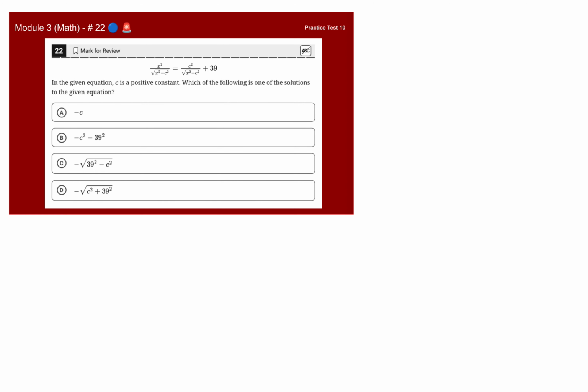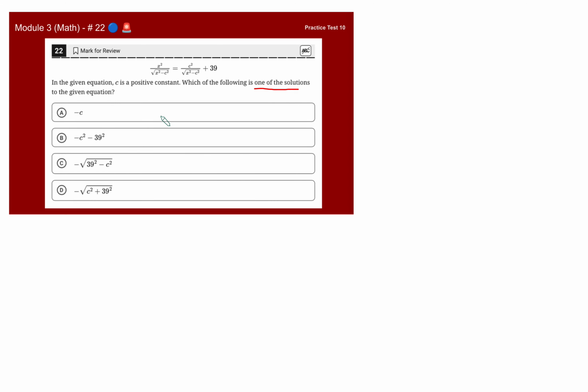This is a tricky problem. So let's read it. It says, in the given equation, C is a positive constant. Okay, so C is a constant. Which of the following is one of the solutions to the equation? Notice it says one of the solutions, so there's more than one possible solution.